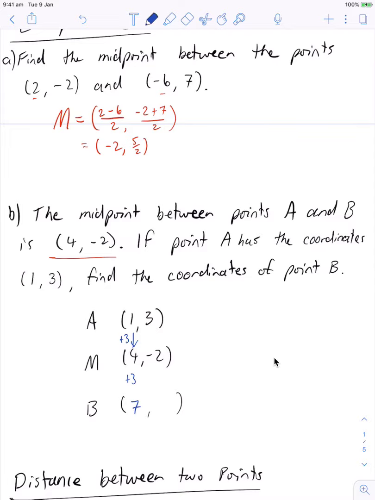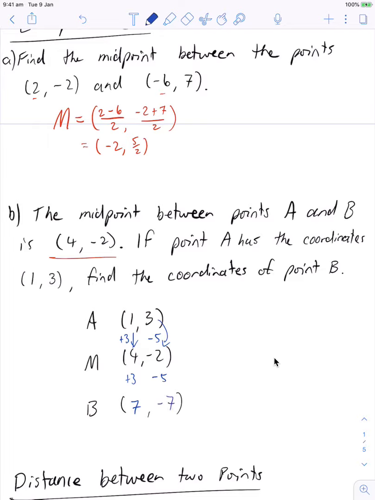And using the same idea with my y coordinates, I'm going to go here, 3. What's happened to my 3 to make it a minus 2? Well, I've gone down 5. So I've minus 5 to go from 3 to minus 2. And so what do I need to do to keep going? If that's halfway, I need to minus another 5 down here. So minus 2 minus another 5 is minus 7. And it's as simple as that.